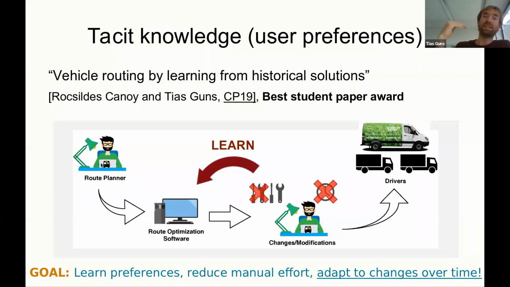So this route planner fills in: these are the clients, this is the number of vehicles, the typical parameters, and then calls route optimization software. Now what happens in surprisingly many cases is that the output of this optimization software, so the routing that is produced, is actually changed manually.